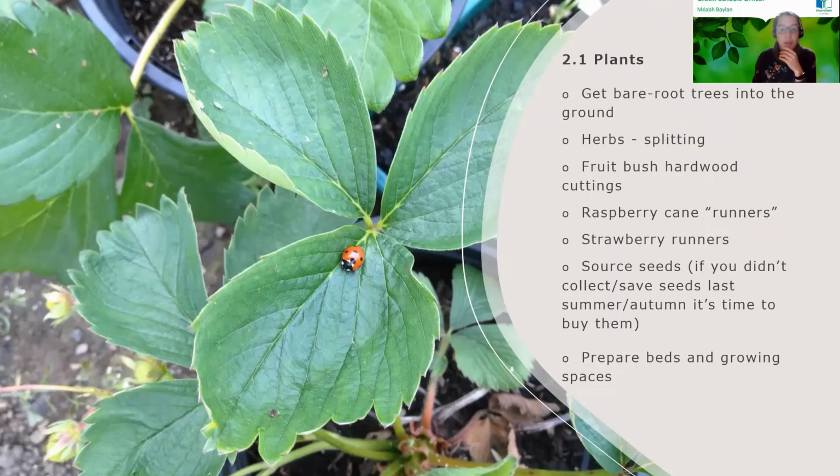the fruit bush hardwood cuttings. You can take cuttings of fruit bushes such as blackcurrant or gooseberry at this time of year and stick them into a pot of compost, and they will grow into new bushes. For any of these ideas, if you just Google them very quickly, there's loads of videos on gardening websites showing you very simply how to do these different tasks if you've never done them before.